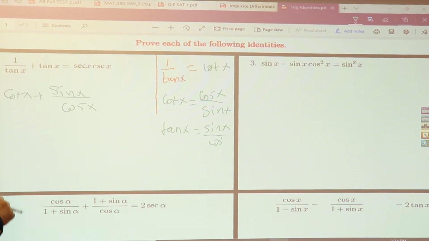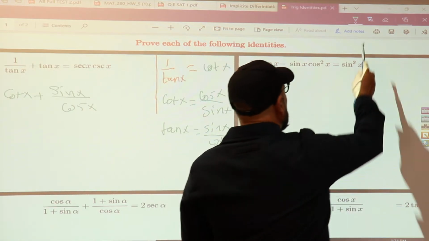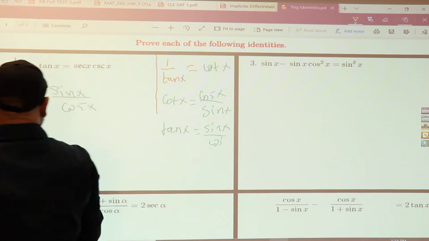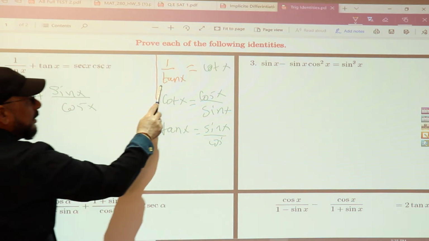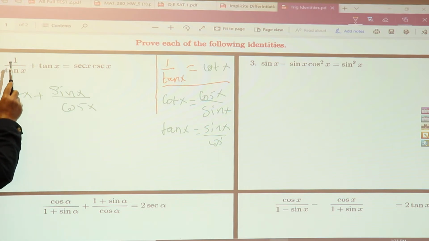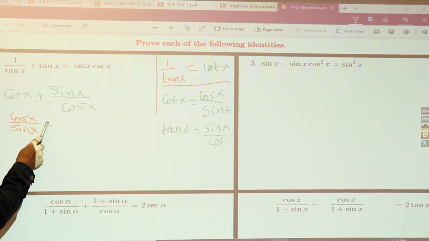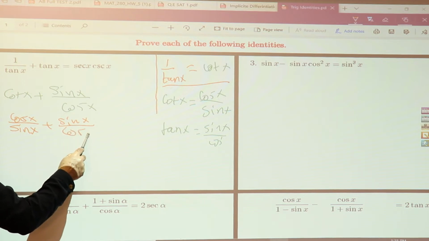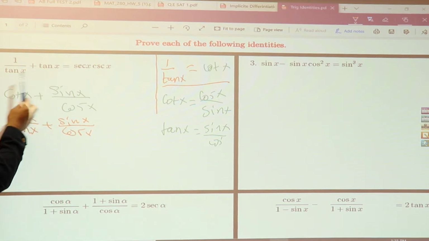Am I right? Yes. Then 1 over tan becomes cotan, and cotan is cosine x over sine x, plus sine x over cosine x. You following me? I'm dealing only with the right side of the equation. I need to prove this to be that.